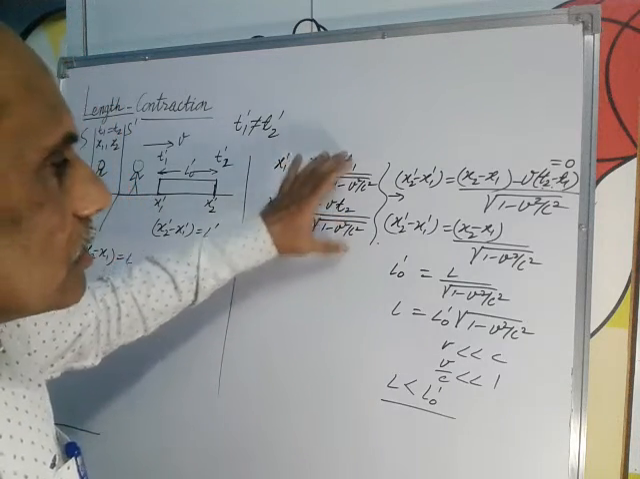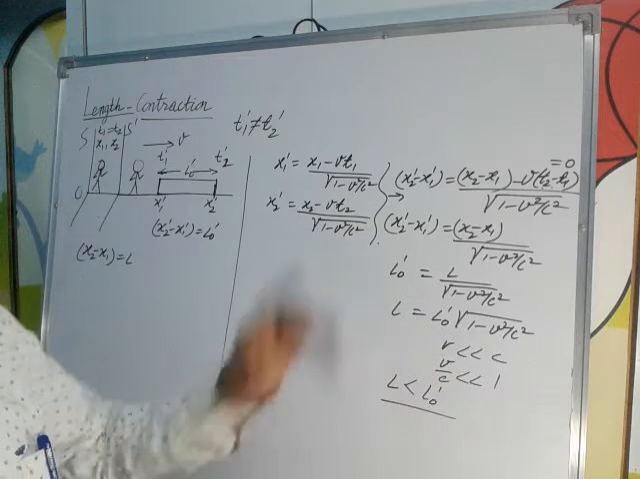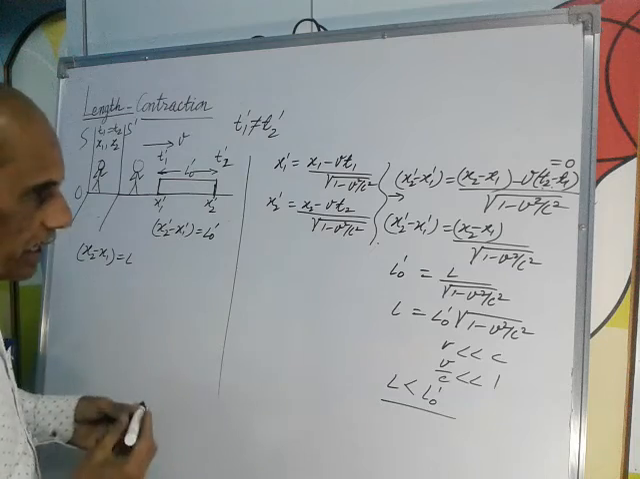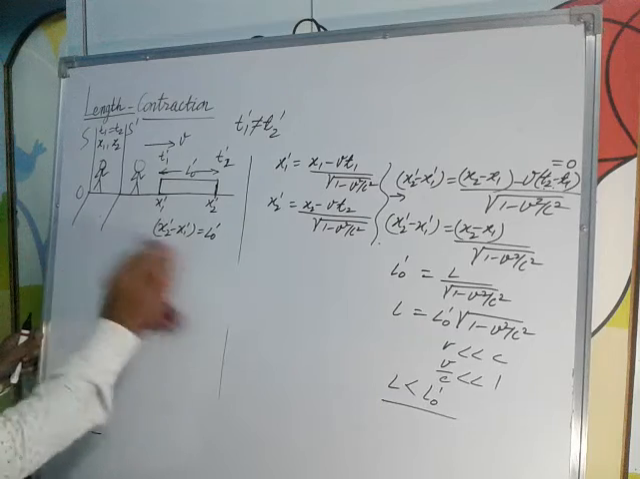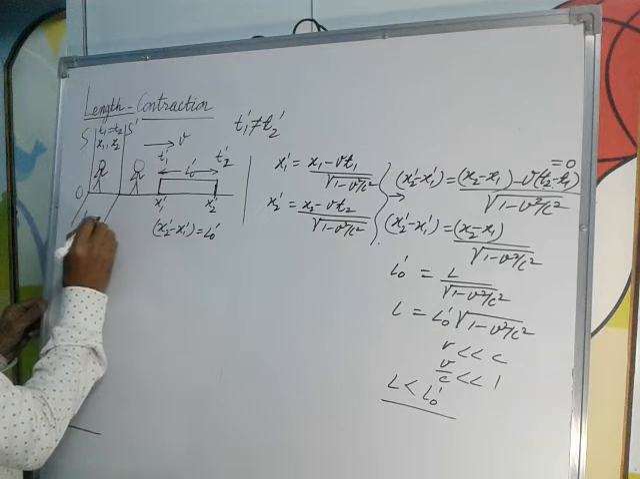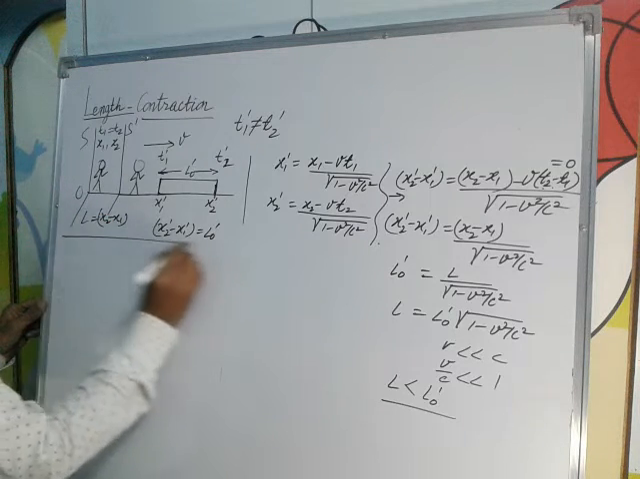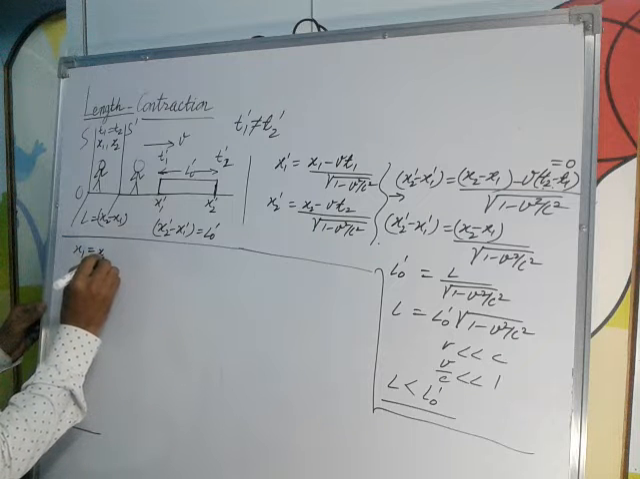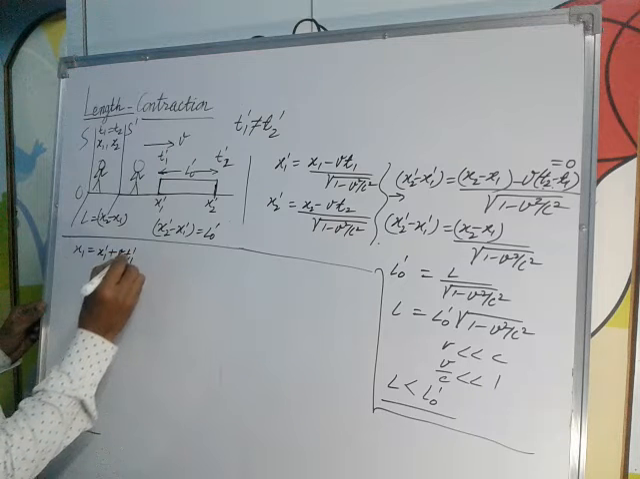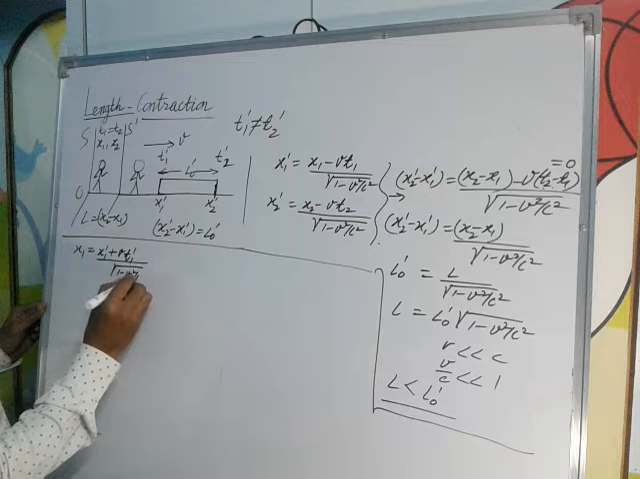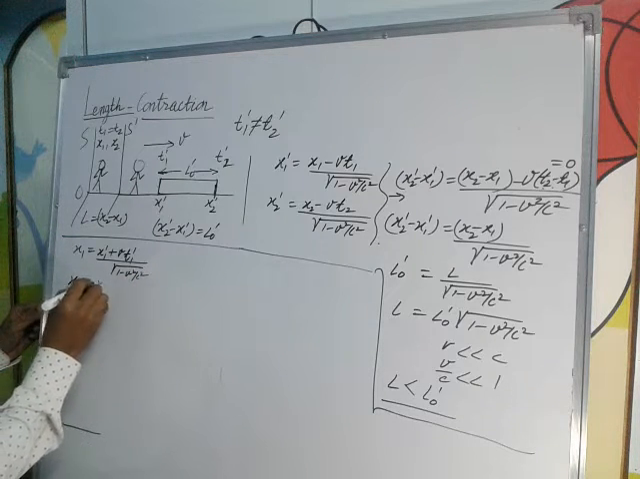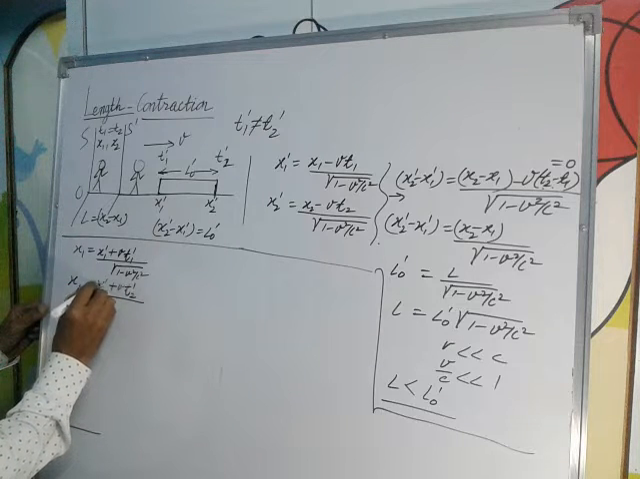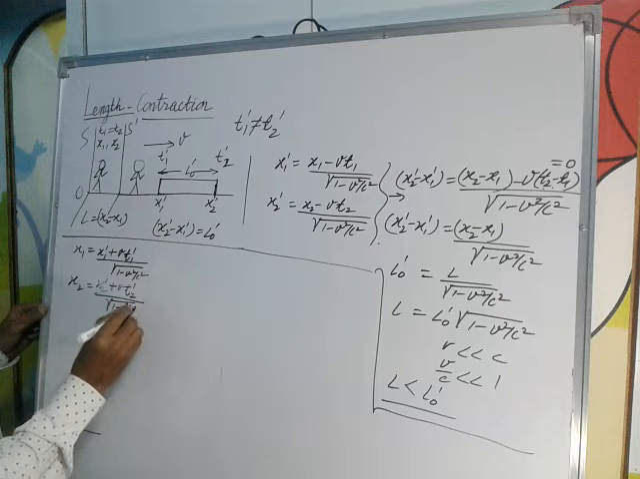Now we determine this same relation using reverse transformation relation and see what happens. The reverse transformation relations we use in place of x1 dash and x2 dash, we use x1 and x2. We write L as x2 minus x1. Now, we are using the relations x1 is equal to x1 dash plus v t1 dash upon square root 1 minus v square by c square, and x2 is x2 dash plus v t2 dash upon square root 1 minus v square by c square.